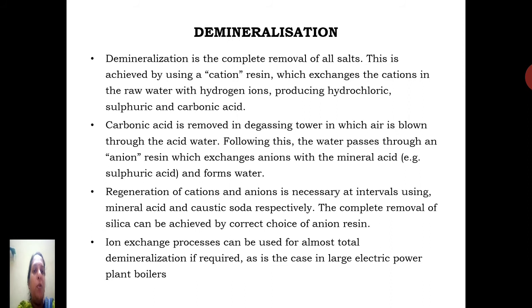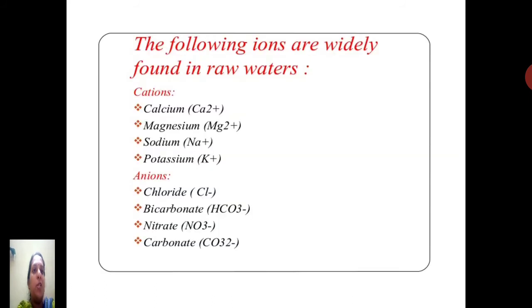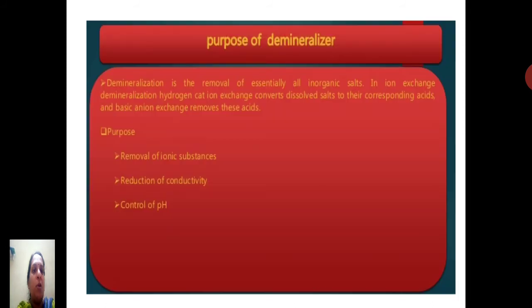The complete removal of silica can be achieved by correct choice of anion resin. Ion exchange processes can be used for almost total demineralization if required, as is the case in large electric power plant boilers. So these are the ions which are widely found in raw waters. Among cations, we can have calcium, magnesium, sodium and potassium. Under anions, we have chlorides, bicarbonates, nitrates as well as carbonates.